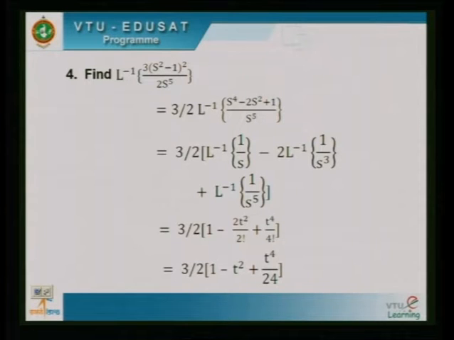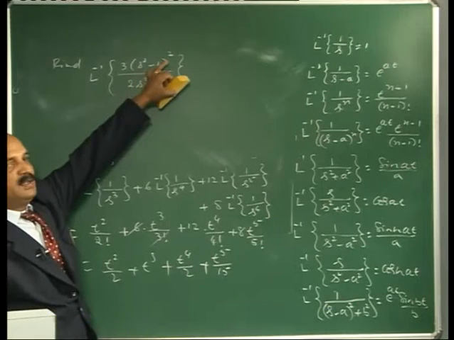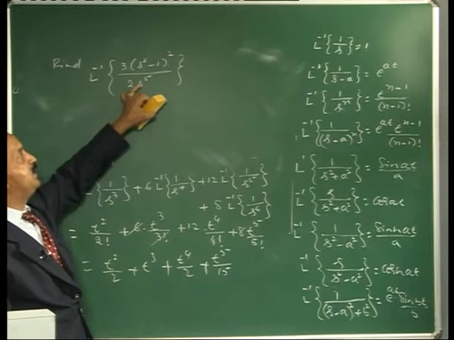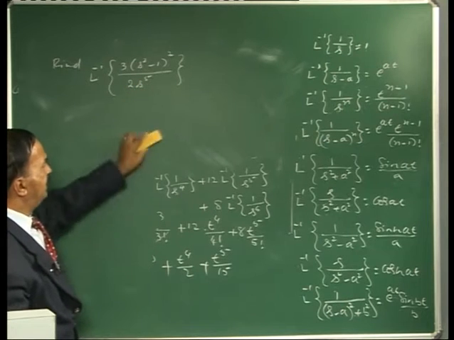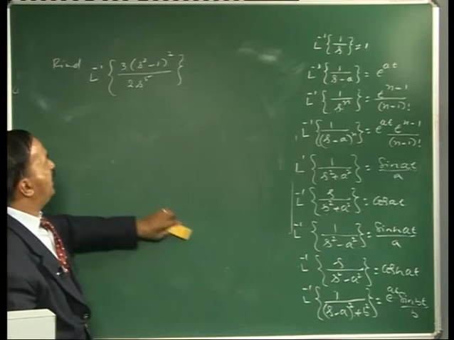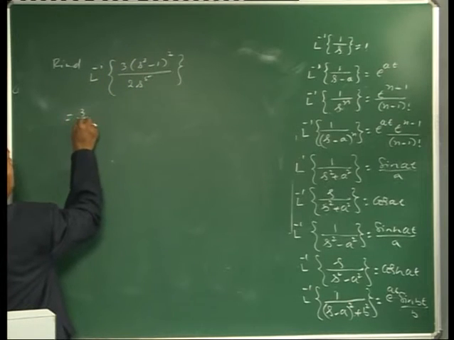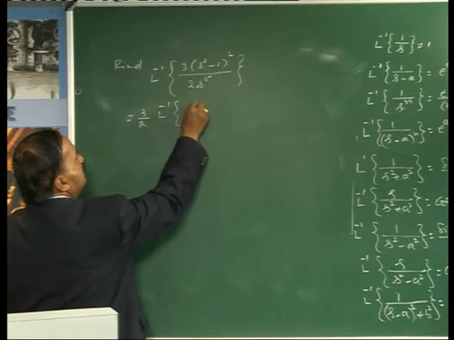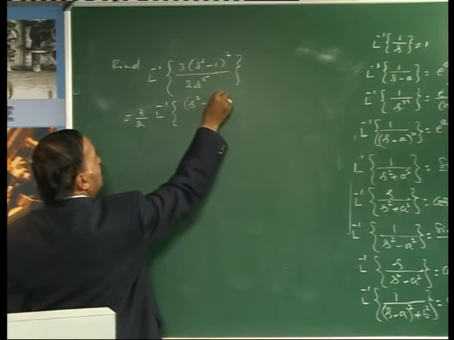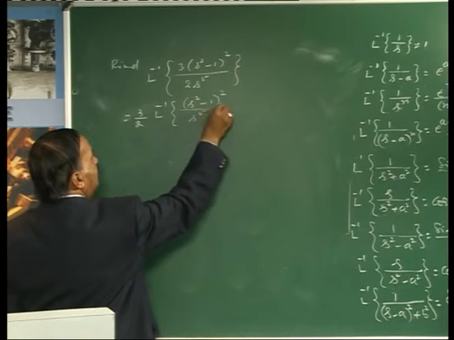Find L inverse of 3 into a square minus 1 whole square by 2 s to the power of 5. Same procedure. Here, first you take this 3 by 2 outside. 3 by 2 is constant, you take outside here: 3 by 2 into L inverse of, this becomes here, a square minus 1 whole square by s to the power of 5.